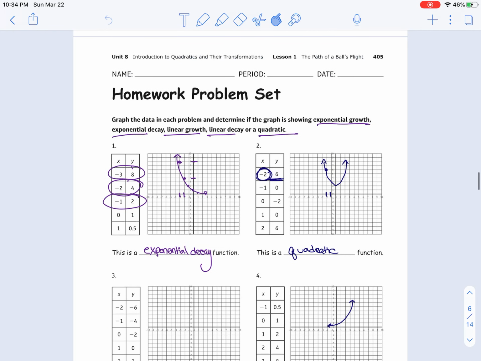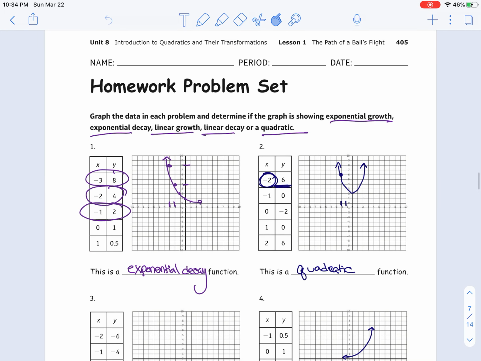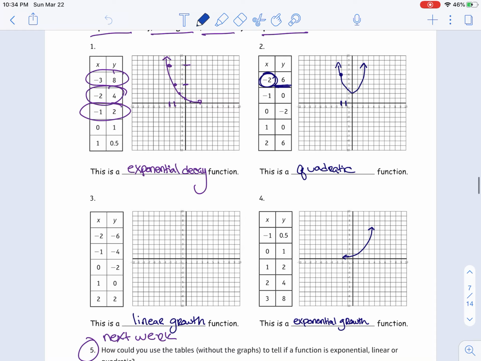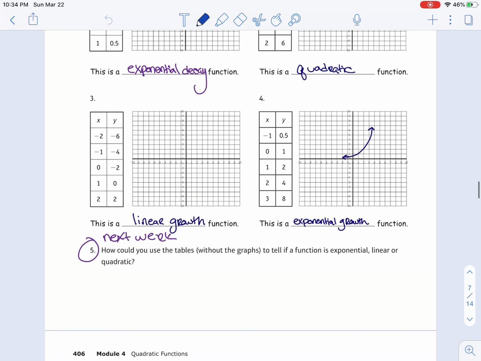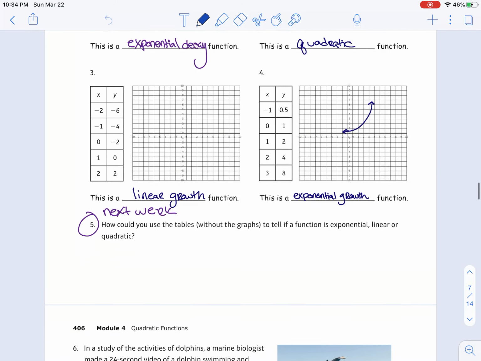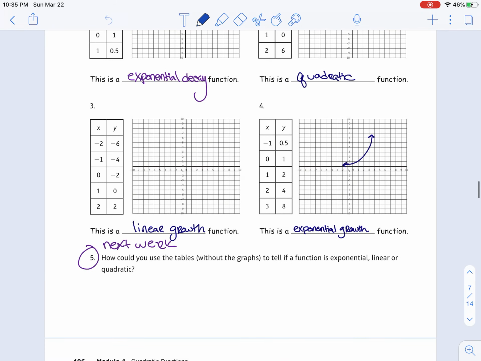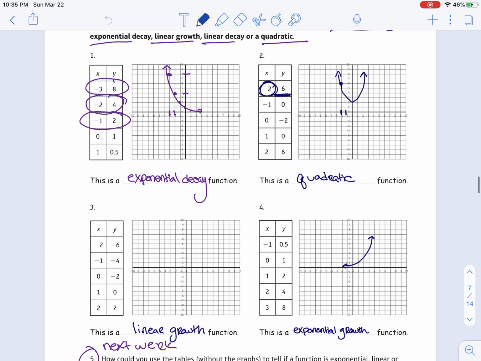Okay, so I'm starting on page 405. This is what you did for homework last week. And you should have these answers: exponential decay, quadratic, linear growth, and exponential growth. And then I want to know, how can we use the tables?